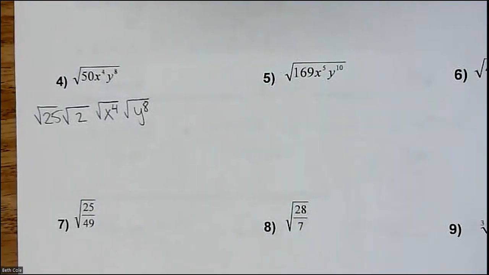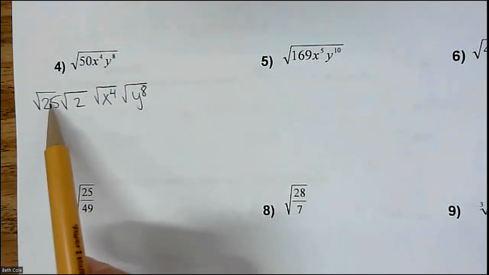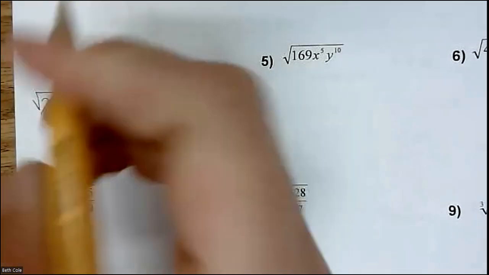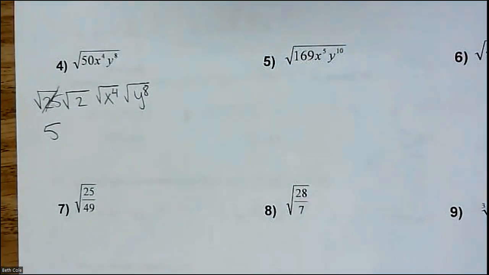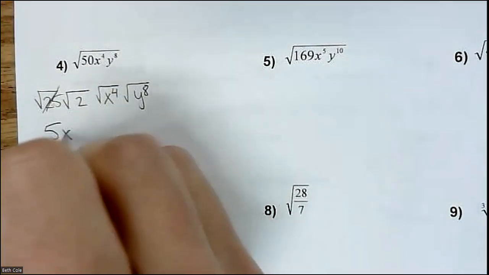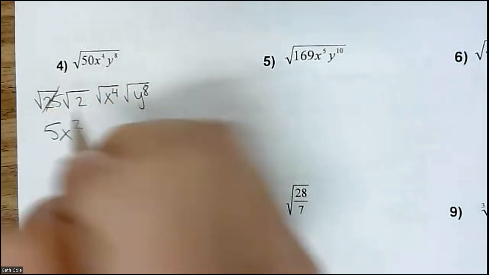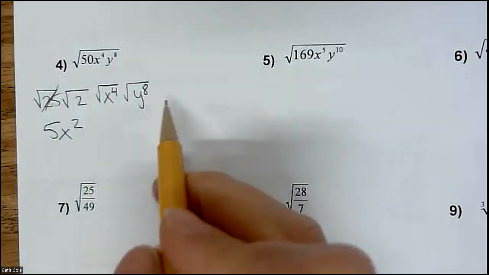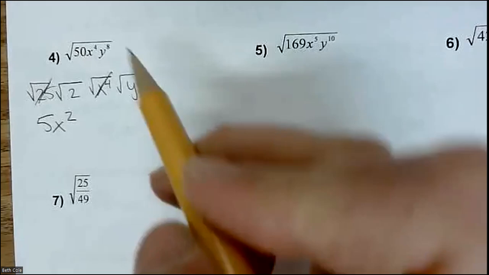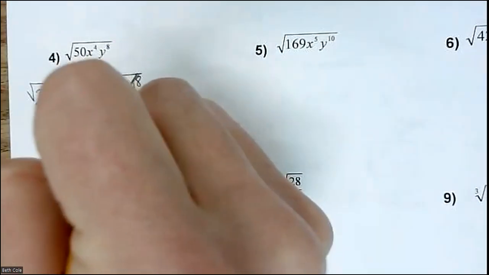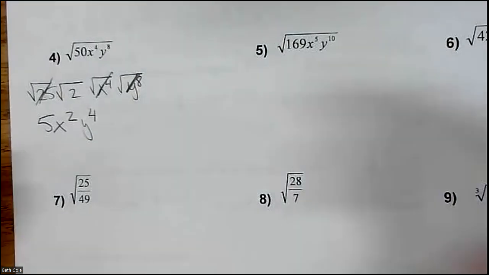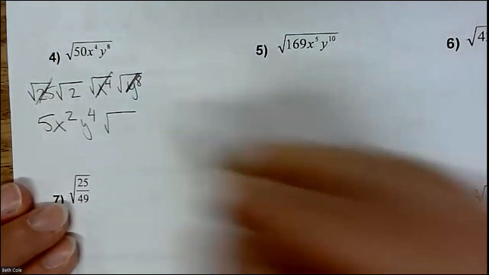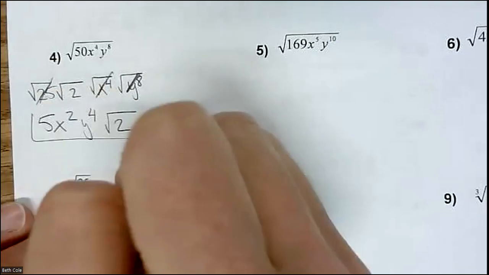Now we're going to check them off the list. What's your square root of 25? Is 5. And then these ones you're dividing by 2. That's why we looked for even numbers. So it would be x to the 2nd. 4 divided by 2 is 2. And then y to the 4th. What do you do with the leftovers? You make a little house at the end. Just leave it under there.